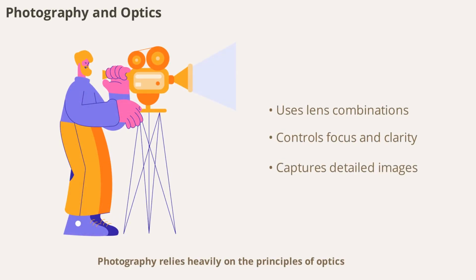Photography relies heavily on the principles of optics. Camera lenses use combinations of convex and concave lenses to focus light and form sharp images on film or digital sensors. Understanding optics allows photographers to control focus, depth of field, and image clarity, capturing the world in stunning detail.